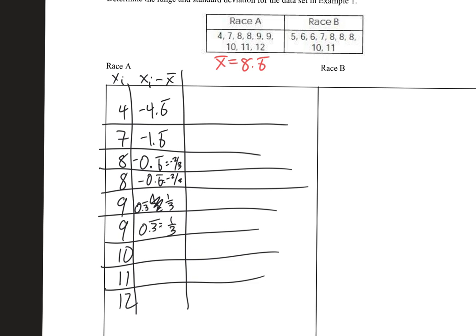For 10, it would be 1.3 repeating. For 11, it would be 2.3 repeating. So 1 1/3, 2 1/3. And then for 12, it would be 3.3 repeating, or 3 1/3. All right, and then the next thing it says is to square this number. Take all these numbers and square them.